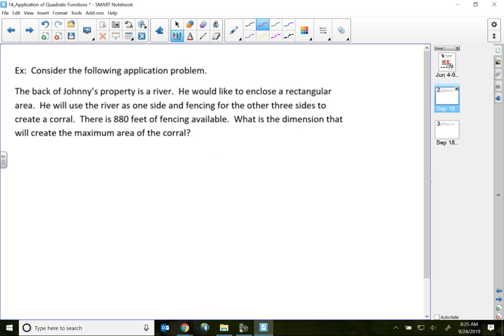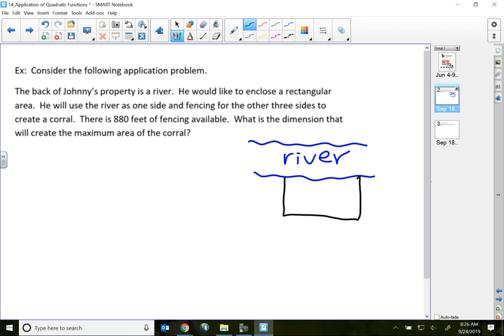Let's try another one. The back of Johnny's property is a river. He would like to enclose a rectangular area. Let's draw a picture real quick on the side. Let's say here is a river. He will use the river as one side of the fencing, and fence the other three sides to create a corral. So his fencing will only cover the other three sides. One side is covered by the river, so he does not need to put fence on the river side. There are 880 feet of fencing available. What dimensions will create the maximum area?